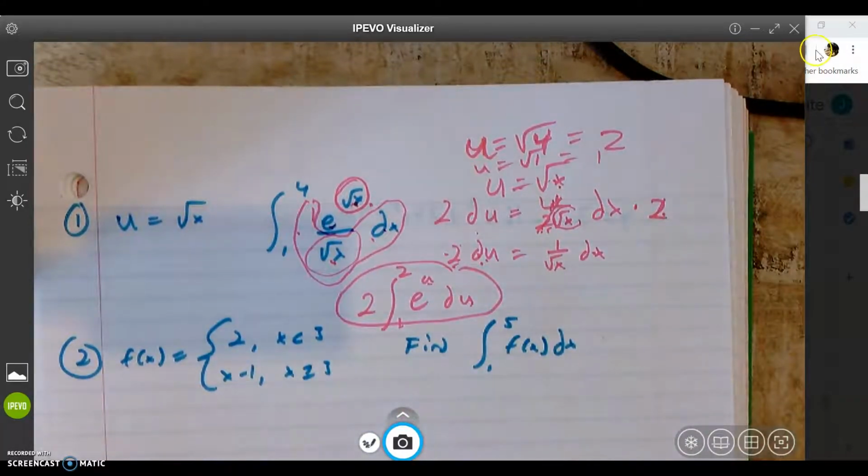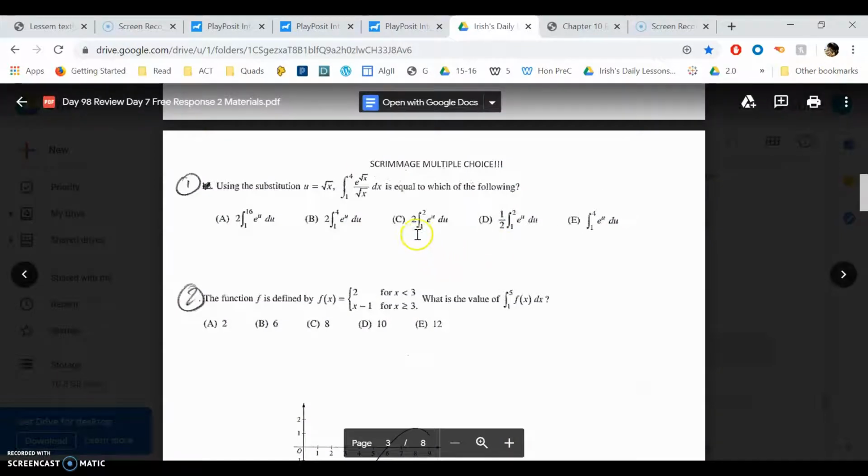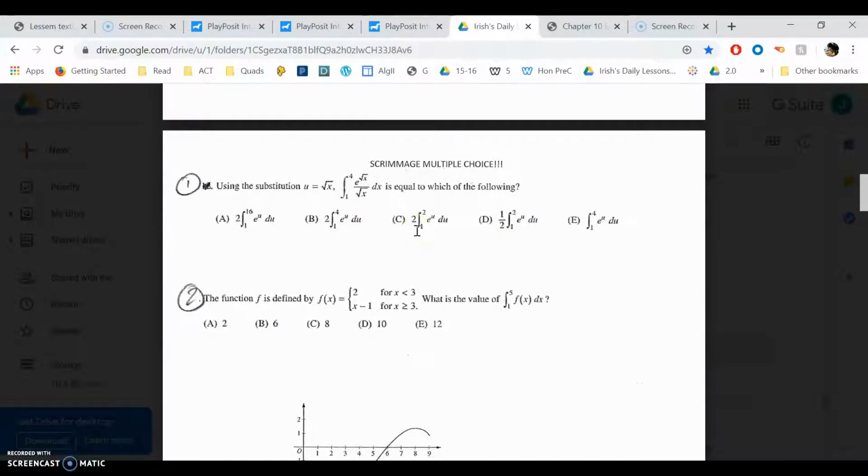Let's see what letter that is. I don't know. That looks like C. Cool. Yeah, don't put B. That's a common mistake. Not fixing the upper and lower limits.